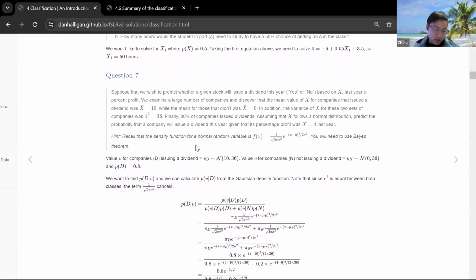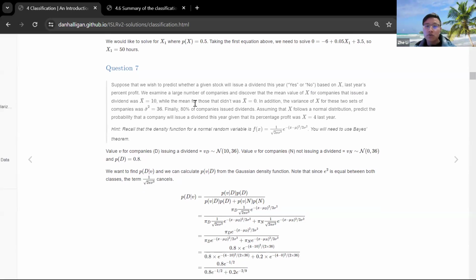So the next question talks about the prediction of the given stock, whether they will issue a dividend this year, which is a binary classification with yes and no. It's based on X, the last year's percent profit, and we have some prior information about it: the mean value of X for companies that issued a dividend last year is 10, and the mean value of the other group is 0. In addition, the variance of each set is equal.